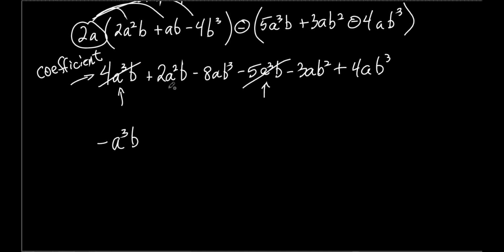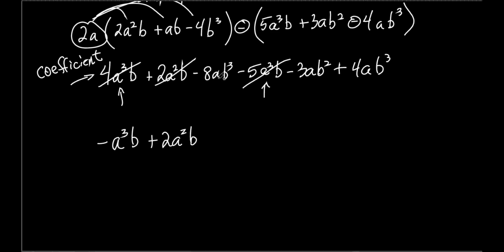This is 2a squared b. A squared b? Nope. A squared b? Nope. There's no like terms. So what can we do? Just put it next to it. There's no other a squared b's, so that's the only thing we can do. I'm going to mark it off.